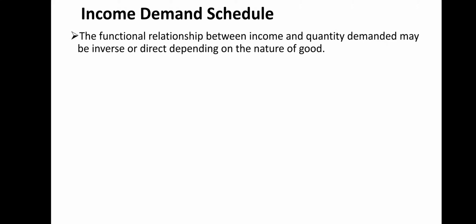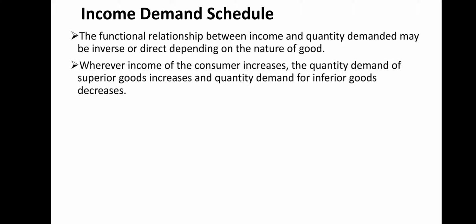So income demand schedule means it shows income levels of an individual and various quantities demanded. The functional relationship between income and quantity demanded may be inverse or direct depending on the nature of the commodity. When income of the consumer increases, quantity demanded for superior goods increases and quantity demanded for inferior goods decreases. Here superior goods means more costly goods and high priced goods, simply we can say prestigious goods also. And inferior goods means less priced goods and low quality goods.